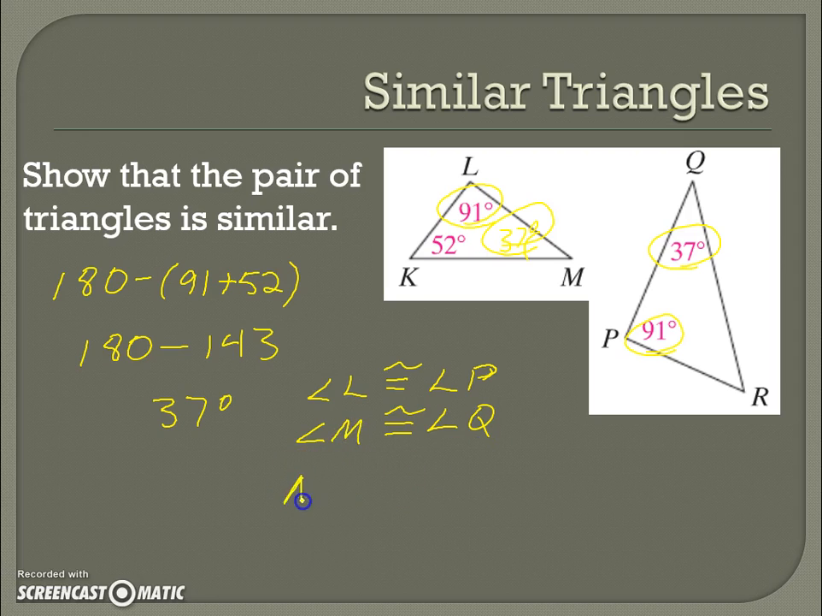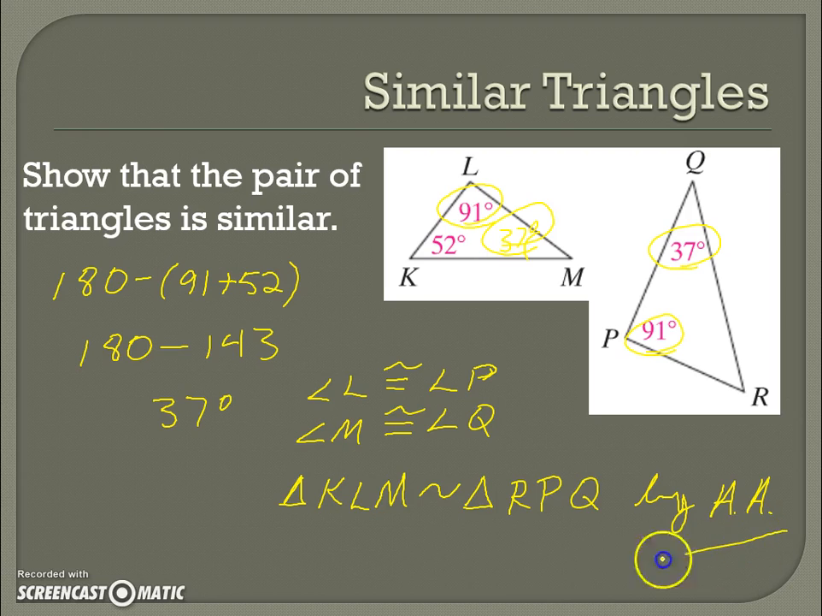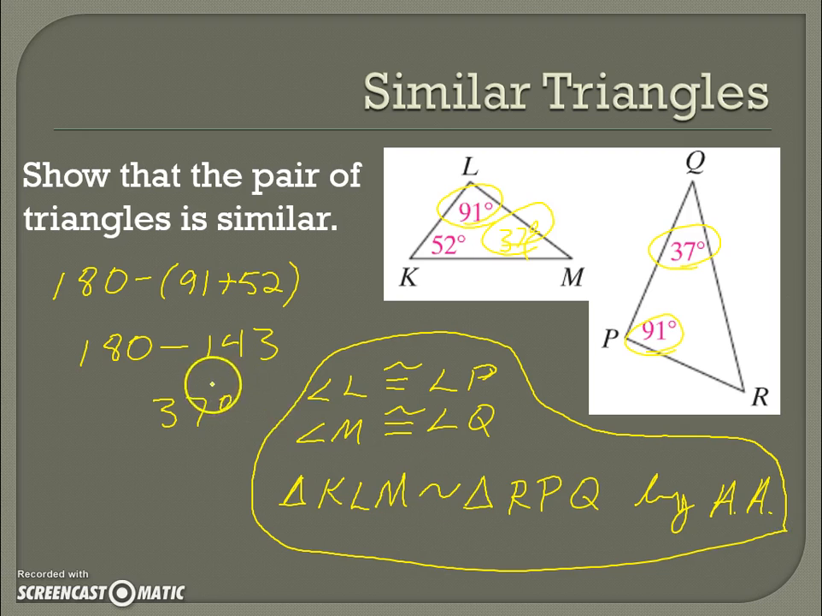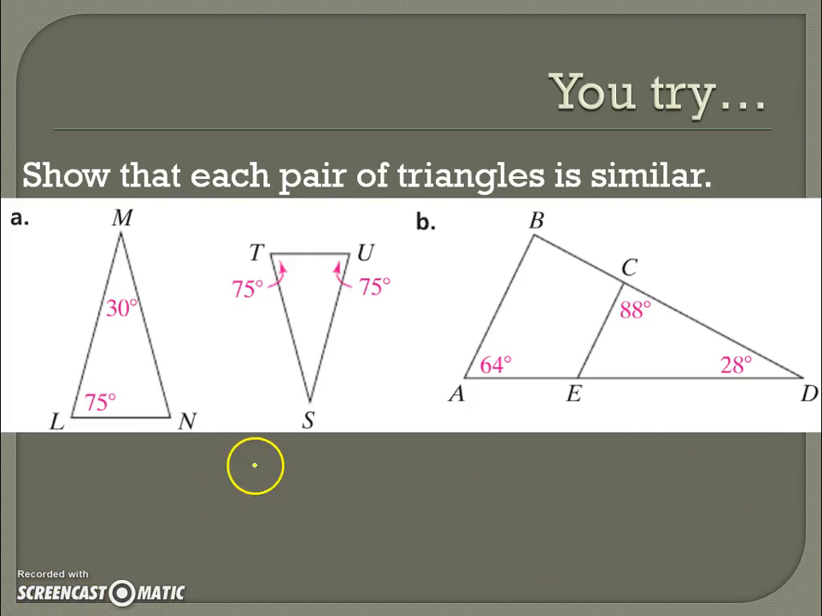That means that triangle KLM is similar to triangle RPQ by angle-angle. And this right here is the full answer of showing that. Okay, here's my work to get there, but all of this is included in that answer. So here's one for you to take a look at, a couple of them. Try those. The answers will be up in 3, 2, 1.